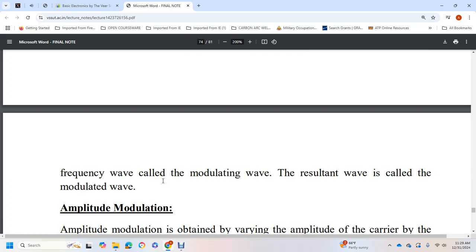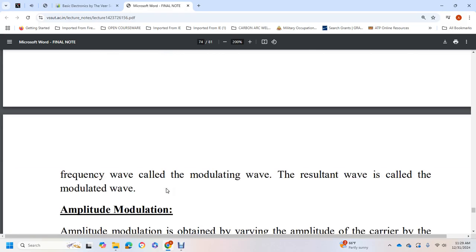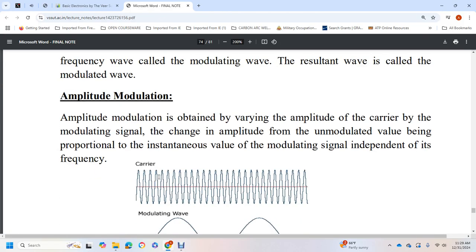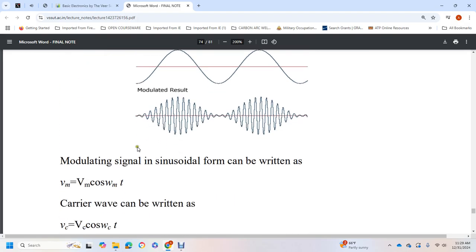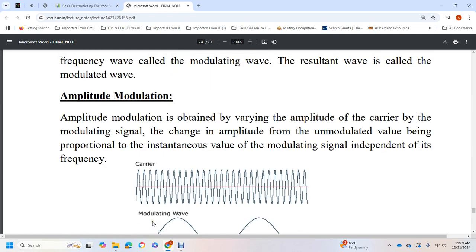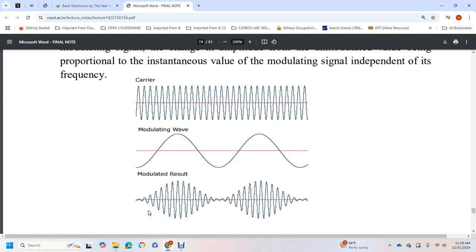So you have amplitude modulation. Amplitude modulation is obtained by varying the amplitude of the carrier, changing the amplitude of the unmodulated carrier in proportion to the instantaneous value of the modulating signal, independent of the frequency. We have the carrier, the modulating wave, and then the modulated result.